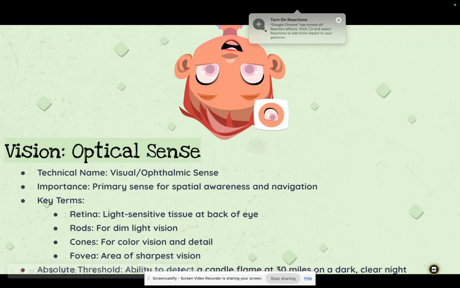Then you have your cones. Cones are shaped like cones. And they're used for color vision. And they help you to see detail on things.